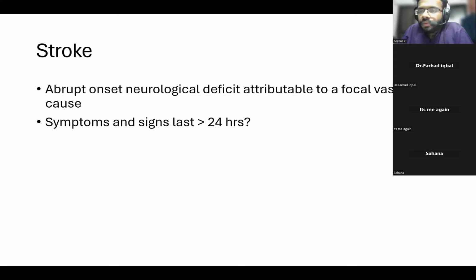Some of you might have learned this definition, that signs and symptoms will last more than 24 hours. That is a completely outdated thing. If your faculty are still teaching you that, then I think you should refer to some of the newer sources, because lots of things have changed since that definition was used.